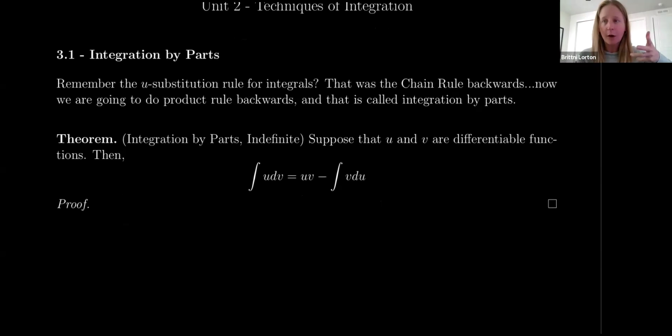It's always good to remember where the technique comes from. So remember U substitution, when you let U equal something and then it changes the integrand, simplifies things. That was chain rule, but backwards. If you remember chain rule for derivatives, U substitution was chain rule backwards, so antiderivatives. And now we're going to do something very similar, but instead of chain rule, we're going to focus on product rule for a little bit.